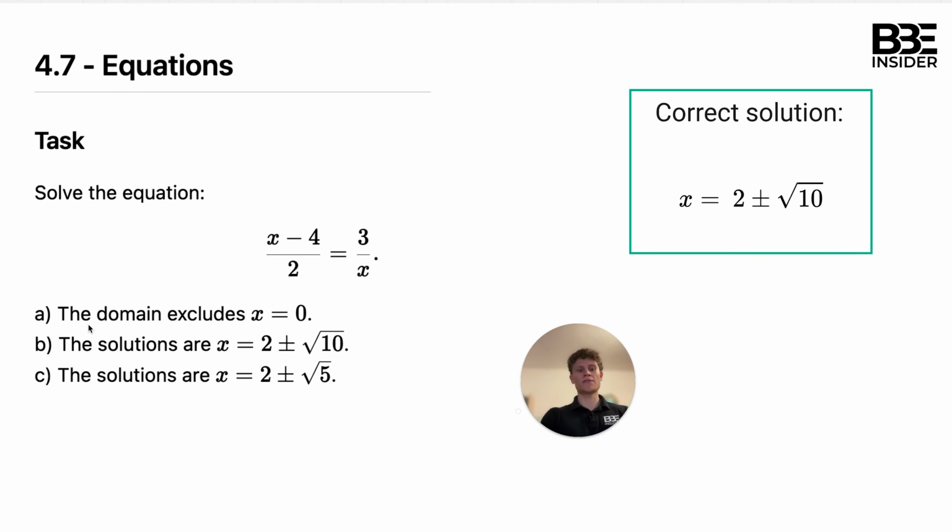As we noted in the very beginning, the domain excludes 0 to prevent the right-hand side from becoming undefined. And as we calculated just before, the correct solution is this one. Therefore, the first two statements are correct and the third one is false.